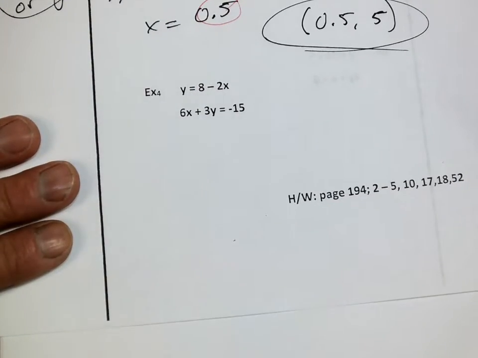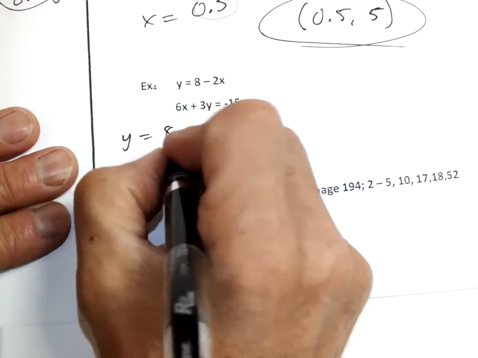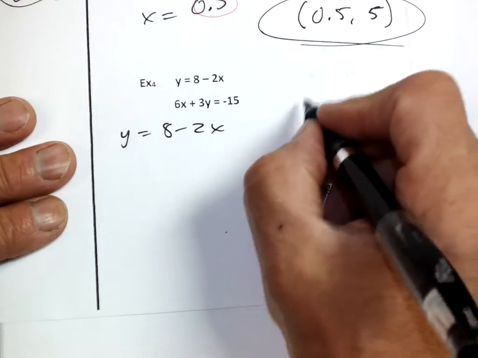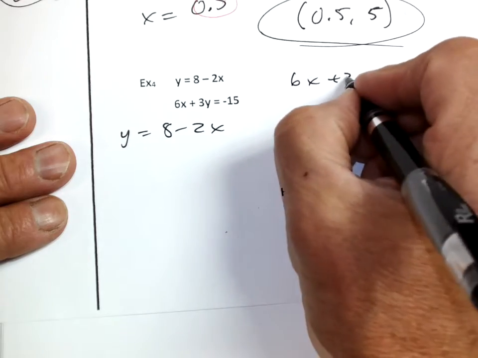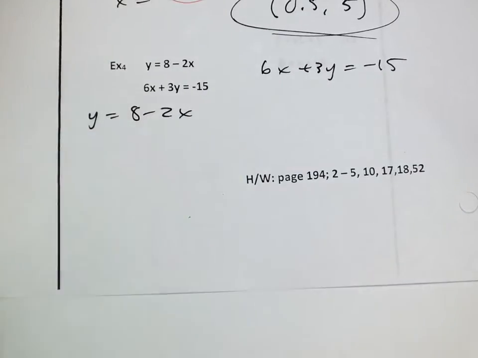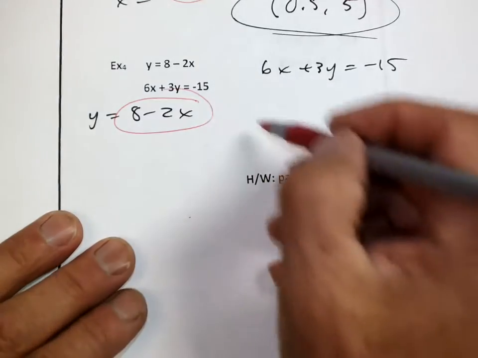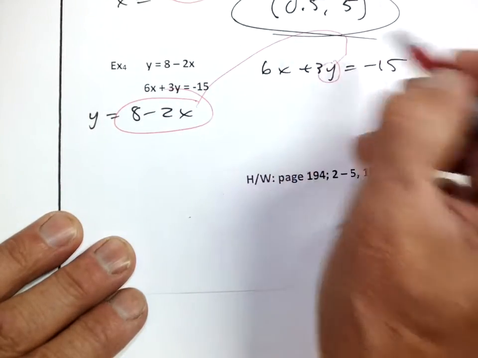Okay, example 4, same thing. I write them side by side. Y is equal to 8 minus 2x, and 6x plus 3y equals negative 15. I like to write them side by side. I can substitute pretty easily because the y is already solved for. So let's take this and plug it in for y, okay? How does that look?